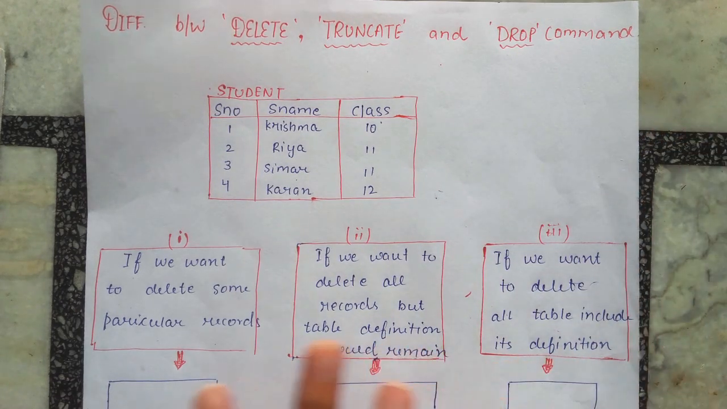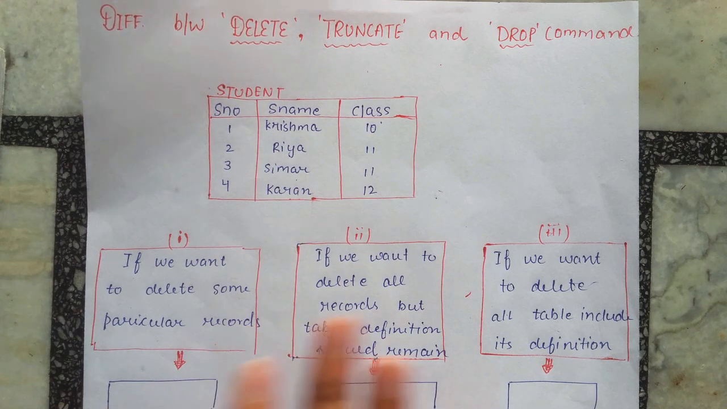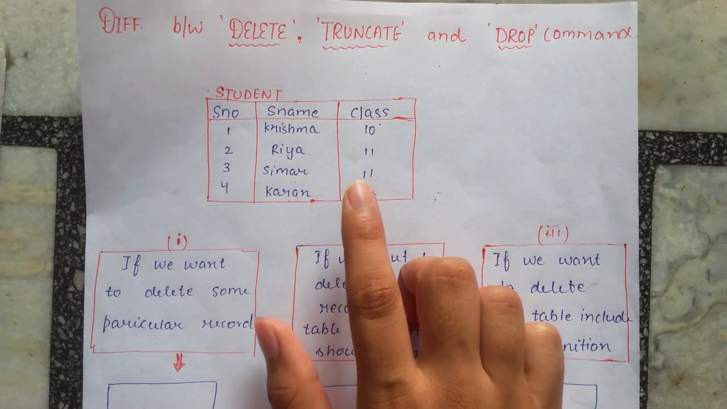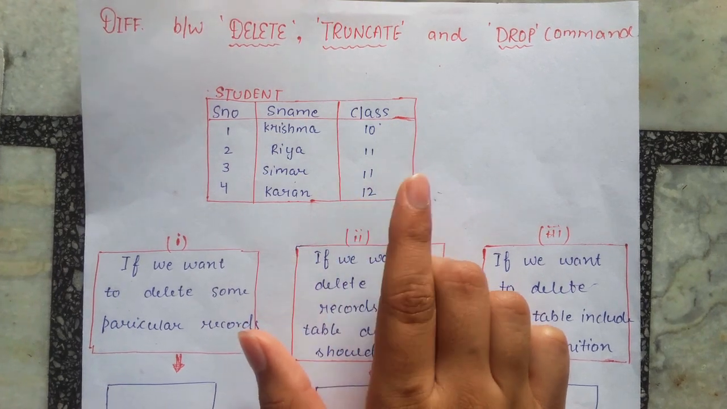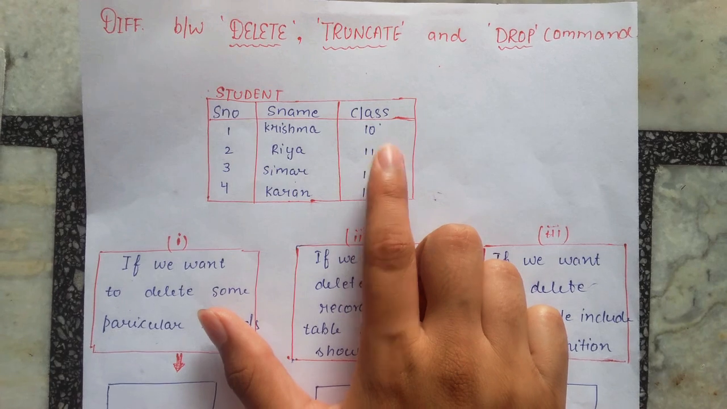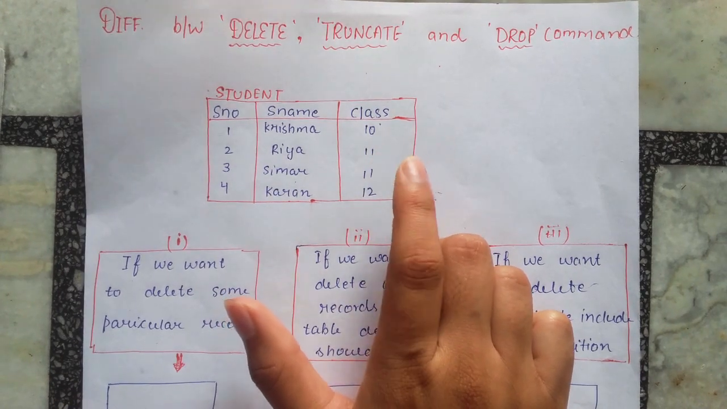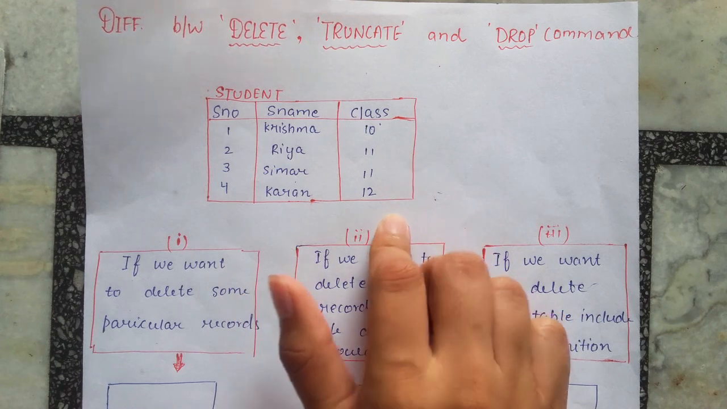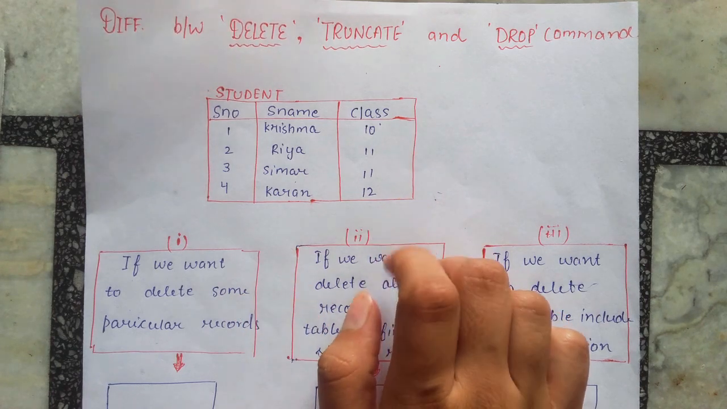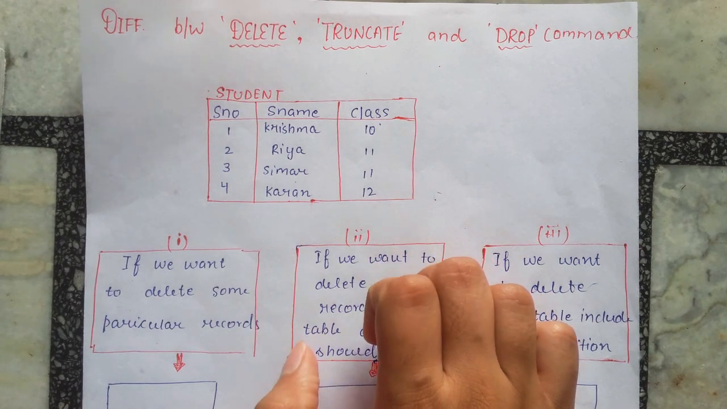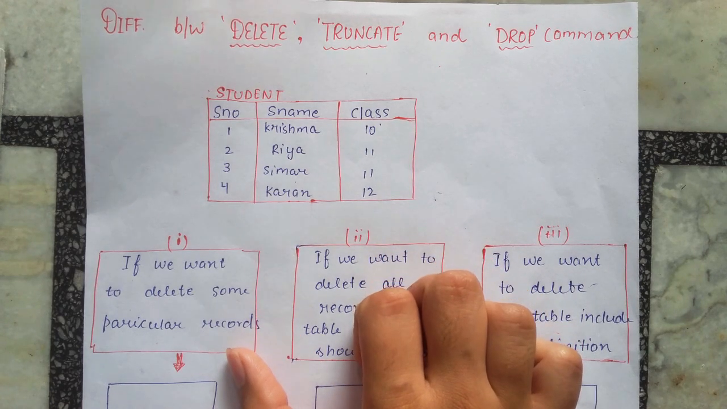The deletion that we perform may be of three types. First, if we want to delete some particular records, for example only the students who belong to 11th class, like these two records, or the students of only 12th class or only 10th class. That is, we don't want to delete all the records, just some particular records according to our condition. In that case we can perform a deletion.